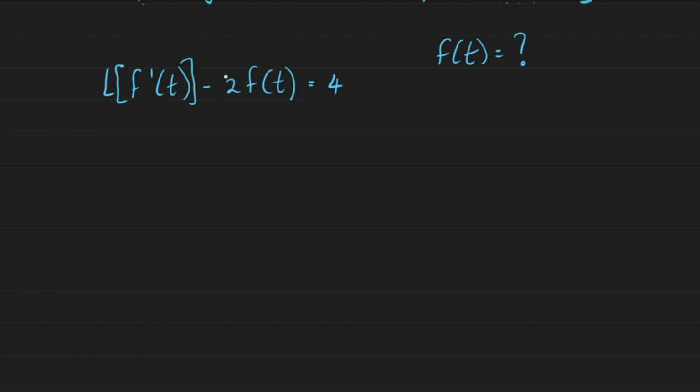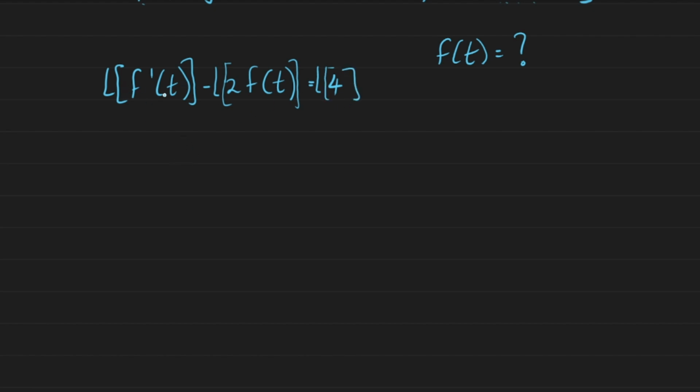Let's just say now that our differential equation is f prime t minus 2f of t is equal to 4. Remember that the objective of solving the differential equation is always to determine what f of t is equal to. That is always the point of solving a differential equation. Remember that the first step was to take the Laplace transform of each term. So that's what we're going to do. We take the Laplace transform of this derivative, of this term, and of 4.